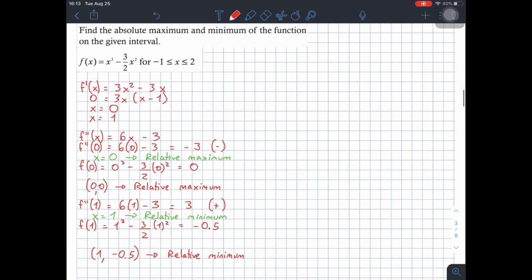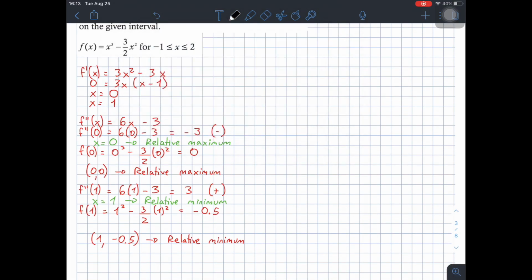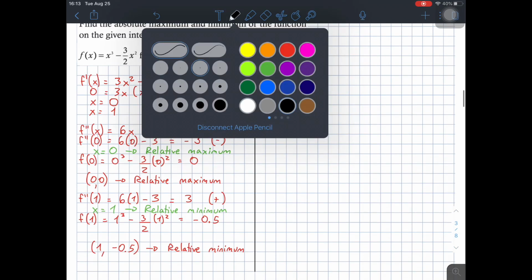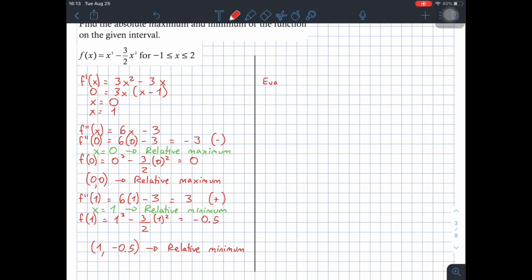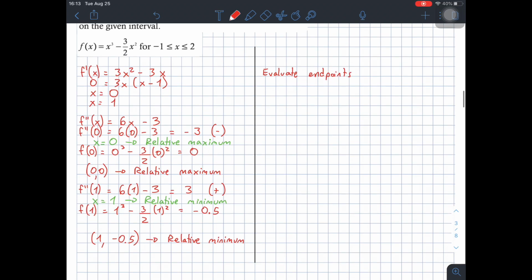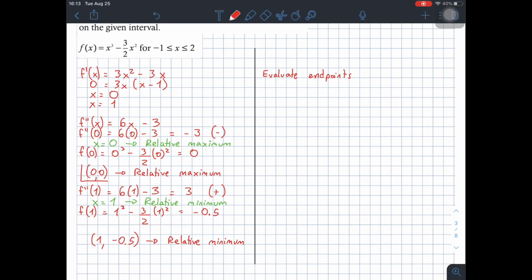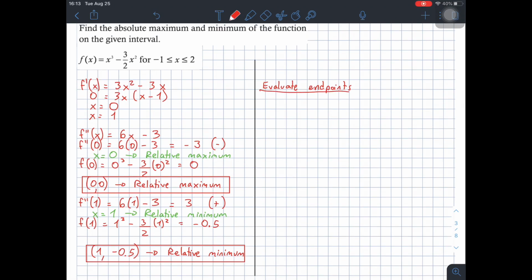Okay, but we're still not done because we still need to evaluate the endpoints. So I'm going to do a space here. We're going to evaluate endpoints. First of all, I'm going to mark these 2 points just to have them handy. For this particular exercise, the interval is from -1 to 2. So these two values, -1 and 2, are my endpoints.